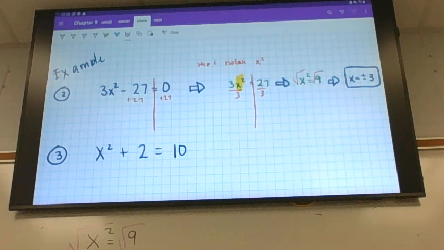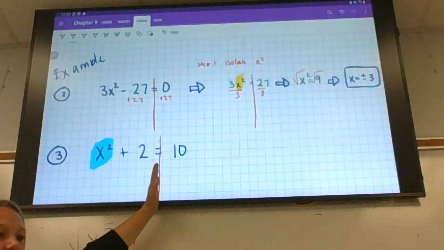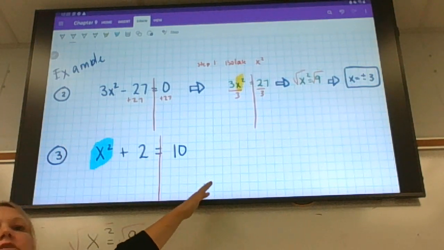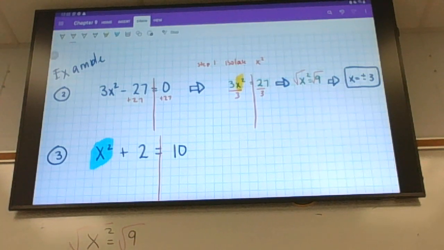Travis, you want to do 3? Here's the x squared. What do I have to do to get it alone? Nothing. It's already alone. Let's minus the 2. How do you know that? Well, I knew that, but I thought she meant something in front of it.